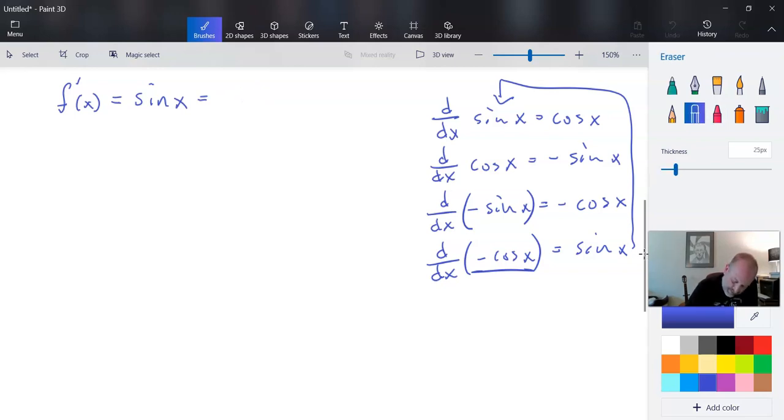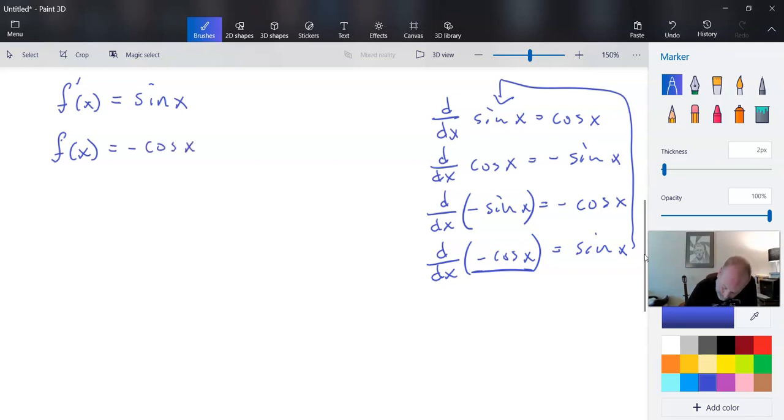I should write that as another function. It's not what f prime is equal to. So f of x is equal to negative cosine x plus a constant. Whenever you're working backwards to the original function, you always add a plus c.